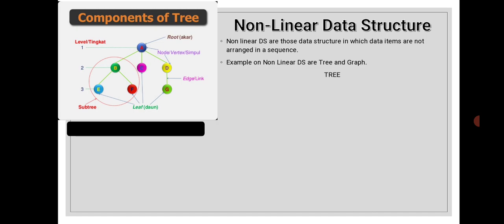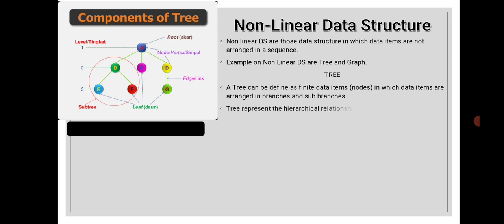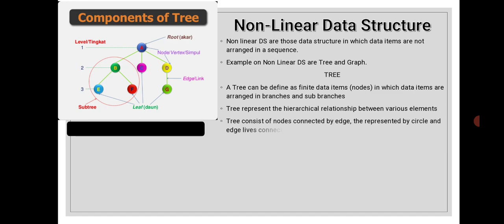So you can look at the left. The items are arranged in branches and sub branches. That's what a general tree looks like. The data structure tree is also like that only. You have a root, level, node, edge or link, subtree, leaf, like that. Tree represents the hierarchical relationship between various elements. A tree consists of nodes connected by edges, where nodes are represented by circles, and edges are the lines connecting the circles.